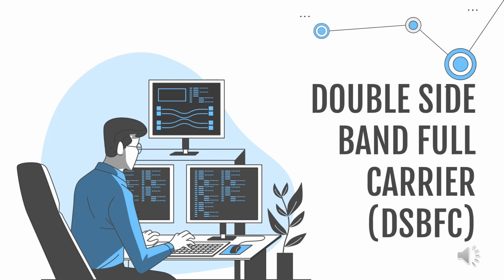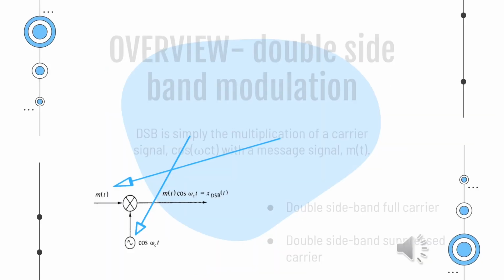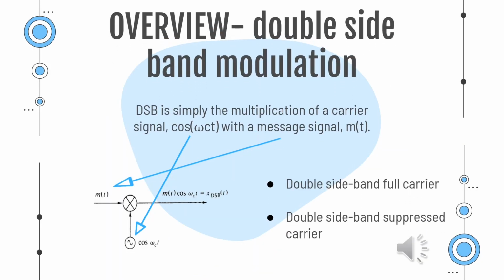The first kind of amplitude modulation is double sideband full carrier. So let's see some insight about this. Let me fill you in first on what double sideband modulation actually means. Double sideband is simply the multiplication of a carrier signal with a message signal. There are two types of double sideband modulation. The first one is double sideband full carrier, and the second one is double sideband suppressed carrier.